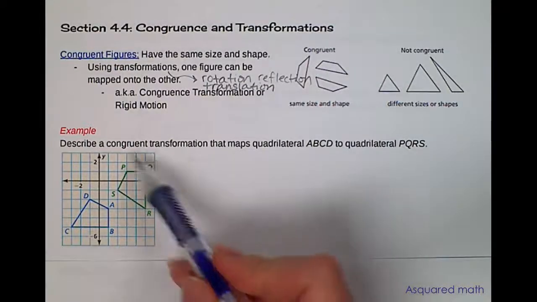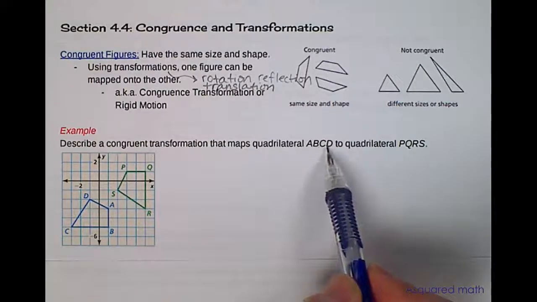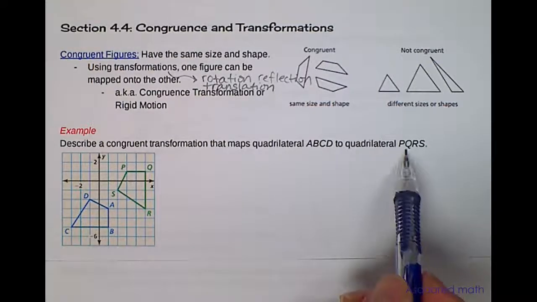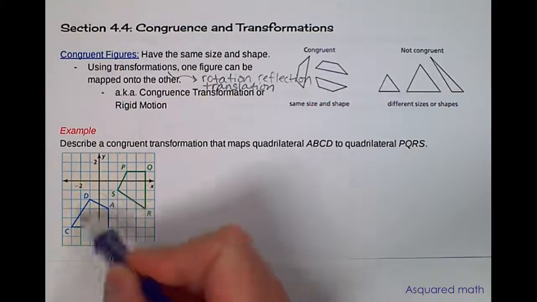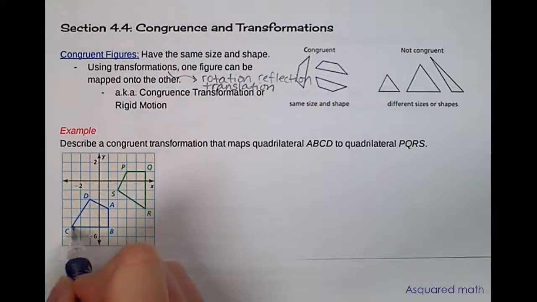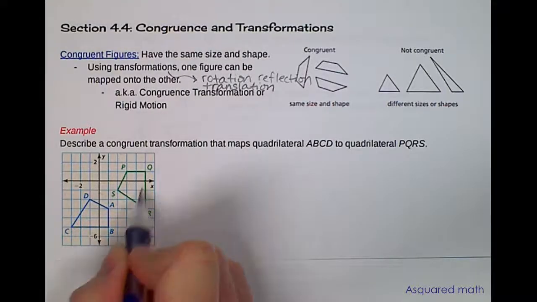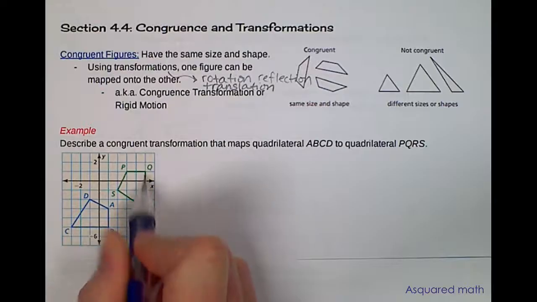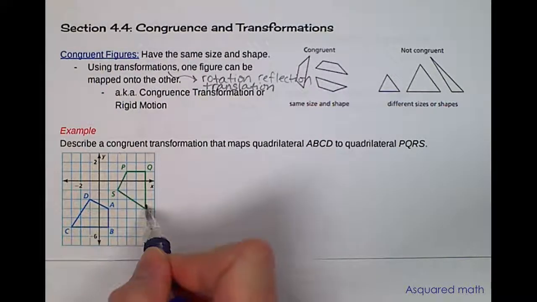We want to describe a congruent transformation that maps quadrilateral ABCD onto quadrilateral PQRS. So what makes this blue quadrilateral map onto the green quadrilateral? Well, if you take a look at this horizontal side, it does not exist on the green figure. It has turned into a vertical side. That leads me to believe that we have a rotation.